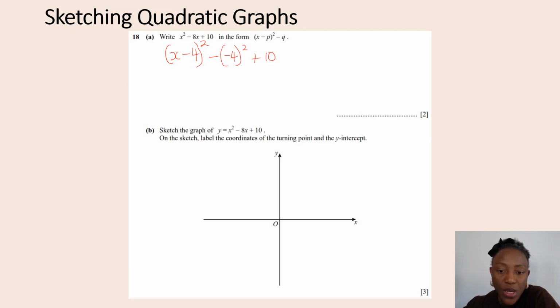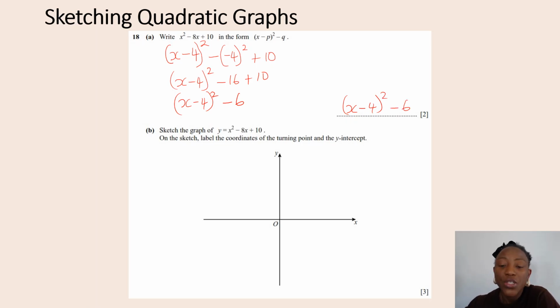Okay, so this becomes x minus 4 all squared minus 4 squared is 16. So minus 16 plus 10. So simplifying this, it becomes x minus 4 squared minus 6. So we have completed the square. We have written the quadratic in the form that was required. So this is x minus 4 all squared minus 6.